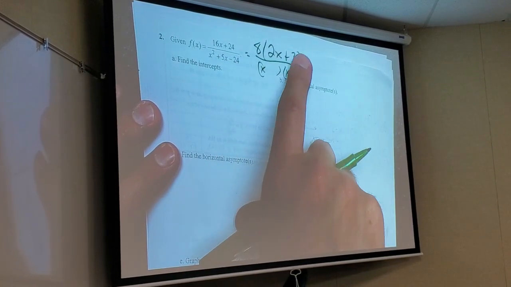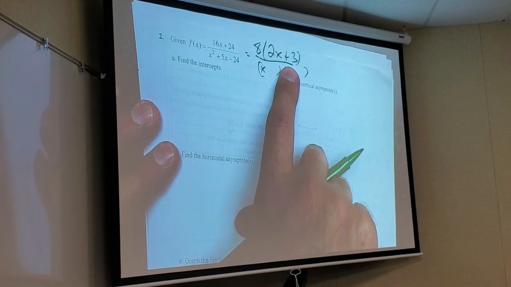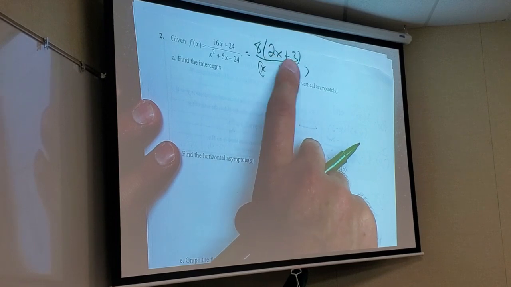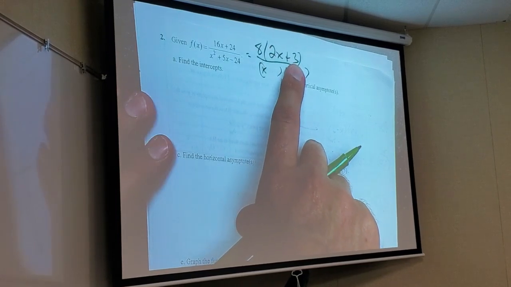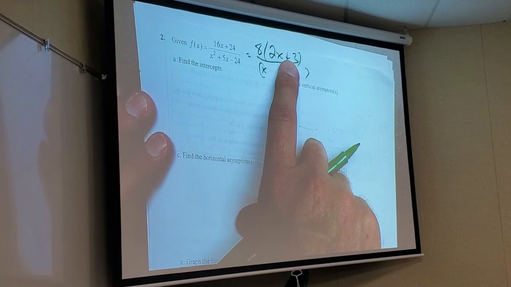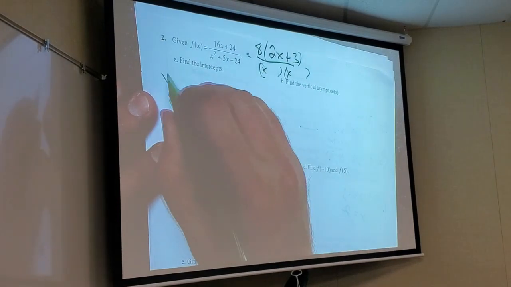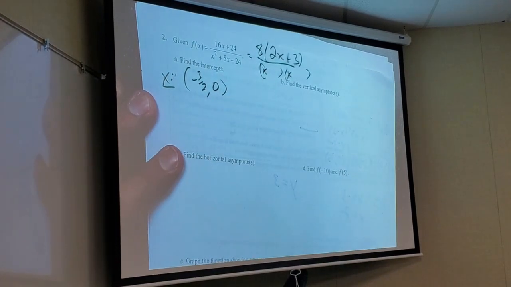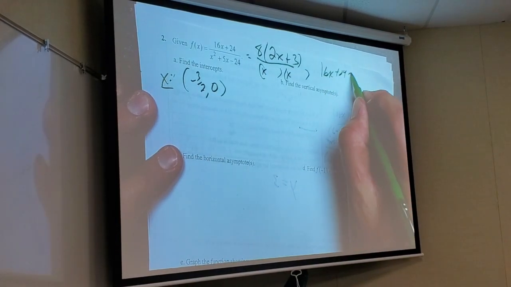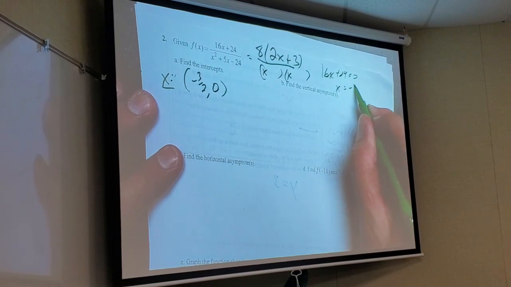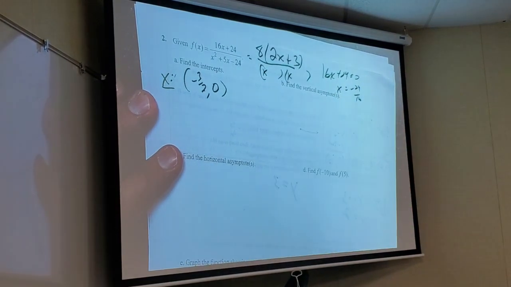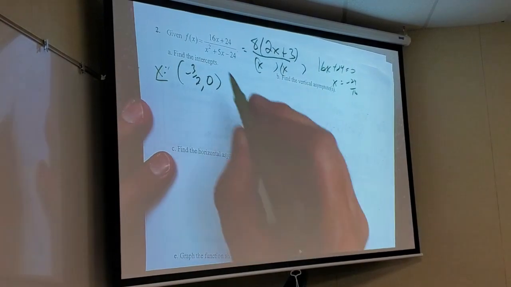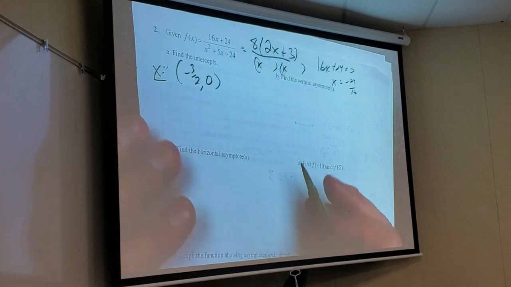If you factor out the GCF, have we done enough synthetic division that you can see what would make that 0? What would make that 0? -3/2. So I already know the x-intercept is (-3/2, 0). And if you just set 16x plus 24 equal to 0 and solve, you get -24/16, which reduces to -3/2. So both ways are fine. The top is linear, so I don't technically need to factor it anyway.